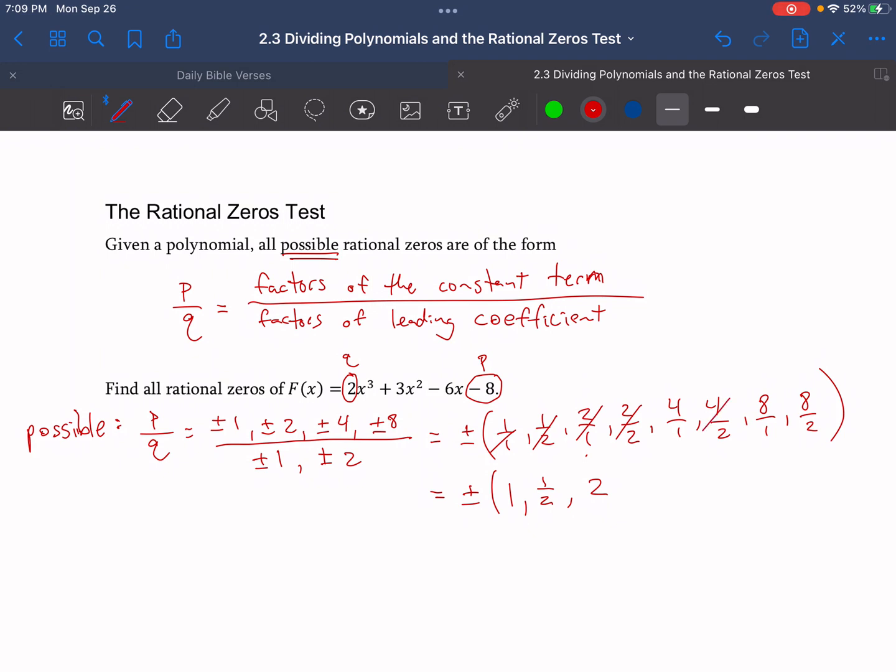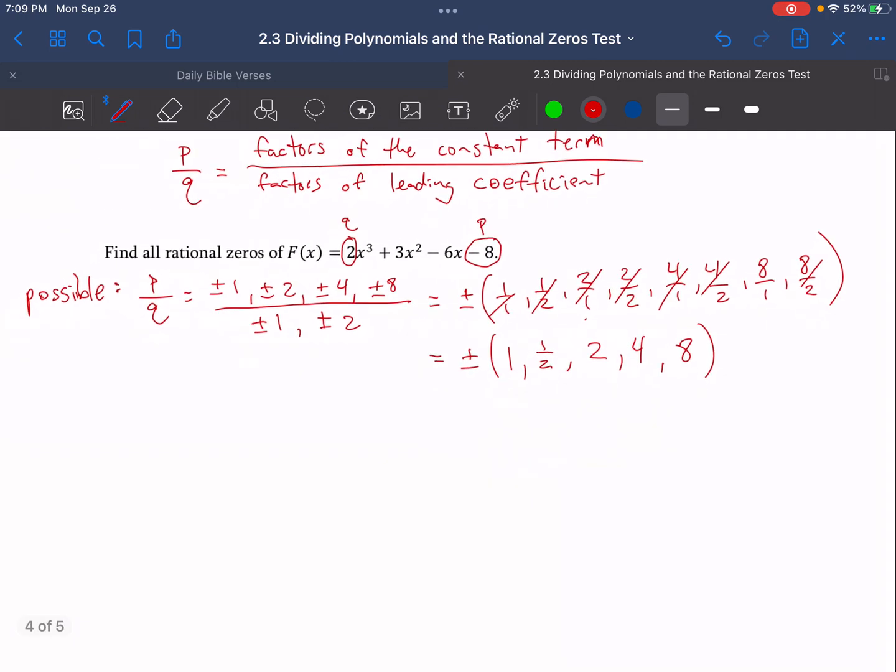Then we have 4 over 1, which is a 4. And we have 8 over 2, which is a 4, so that's there. So those are our 4s. And then 8 over 1 is 8. So those are all the possible ones we have. Now what that did was narrow down our list of possible zeros. And so what you have to do at that point is start trying them.